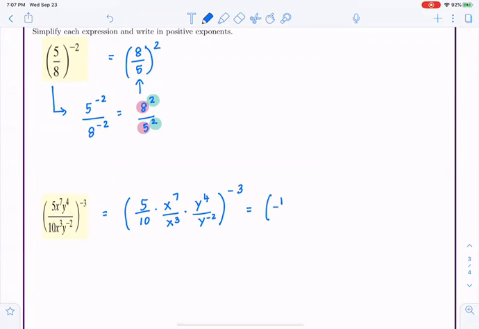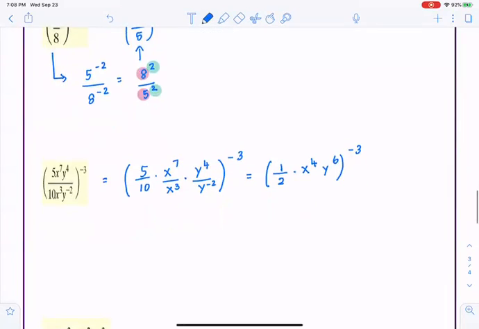5 over 10 is 1 over 2. The bases are identical for x, and since it is in division, you subtract the denominator power from the numerator. So 7 minus 3, I get 4. Same applies to y. 4 minus of minus 2 is 4 plus 2, so we get 6. So we have x raised 4, y raised 6 divided by 2 raised negative 3.